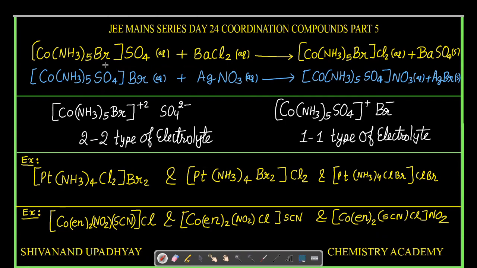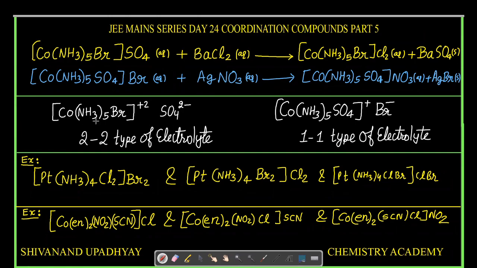They can also be distinguished by measuring the conductivity of their solution, because this is a 2,2 type of electrolyte and this is a 1,1 type of electrolyte. 2,2 type means the charge on the cation is +2 and on the anion is -2, and we have studied in electrochemistry that 2,2 type have more molar conductivity than 1,1 type. So by measuring molar conductivity, we can find out which type of cation and anion is there in these isomers.